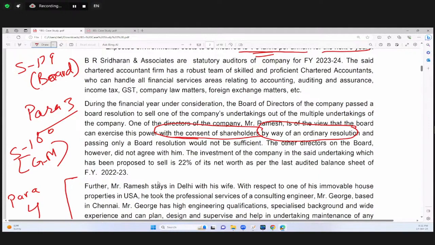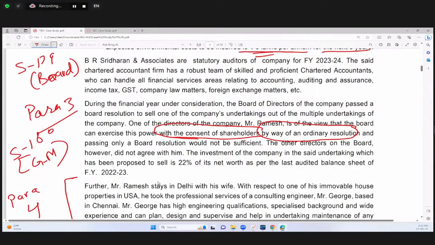The first power for which we have to take approval of the general meeting is to sell, lease, or otherwise dispose of the whole or substantially the whole of the undertaking of the company. Here, the question also talks about selling one of the undertakings, and in section 180, if we see sub-section 1 clause A, it mentions directly that for selling, leasing, or otherwise disposing of the undertaking of the company, the board of directors have to pass a special resolution.